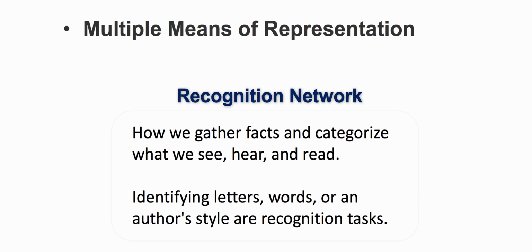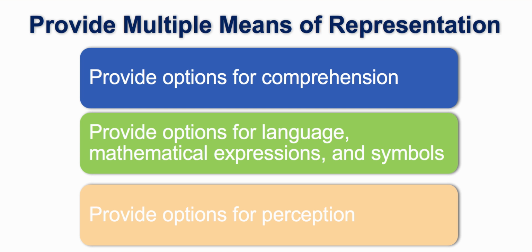The recognition network, also known as multiple means of representation, is how we gather facts and categorize what we see, hear, and read. Identifying letters, words, or an artist's style are recognition tasks. There are three guidelines under this principle. The first guideline is providing options for comprehension. Second guideline is providing options for language and mathematical expressions and symbols. And the third guideline is provide options for perception.